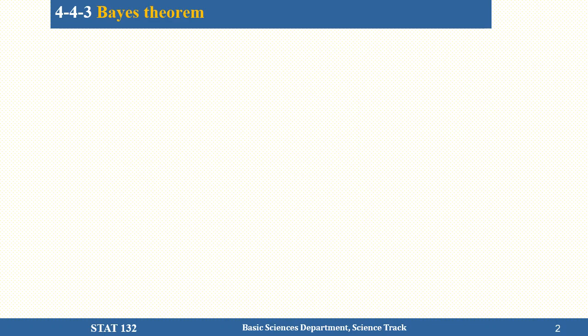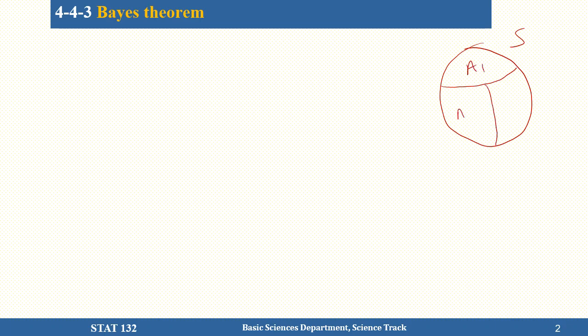Now let's look at the Bayesian theorem. Before starting the Bayesian theorem, we have to explain some of the concepts here. Let's take a sample space, and let's say this sample space has three subsets, and they're disjoint. Let's say this is A1, this is A2, and this is A3. And it might be more than this.